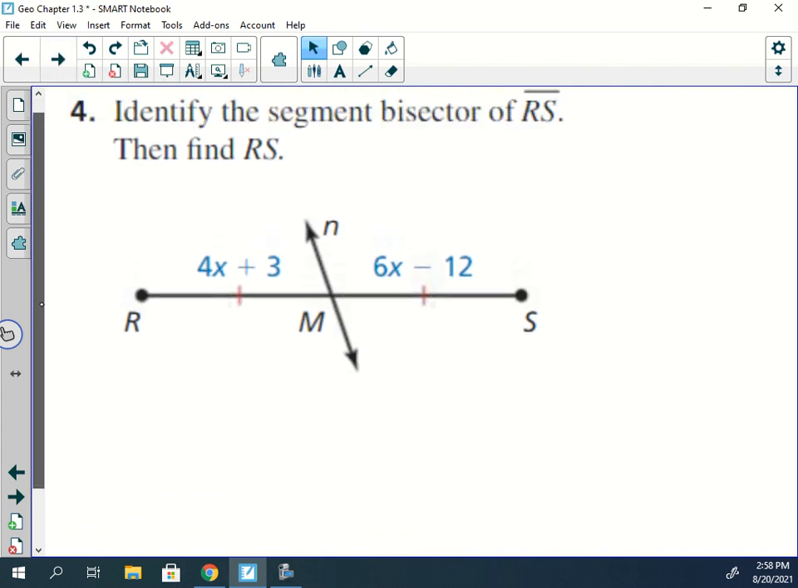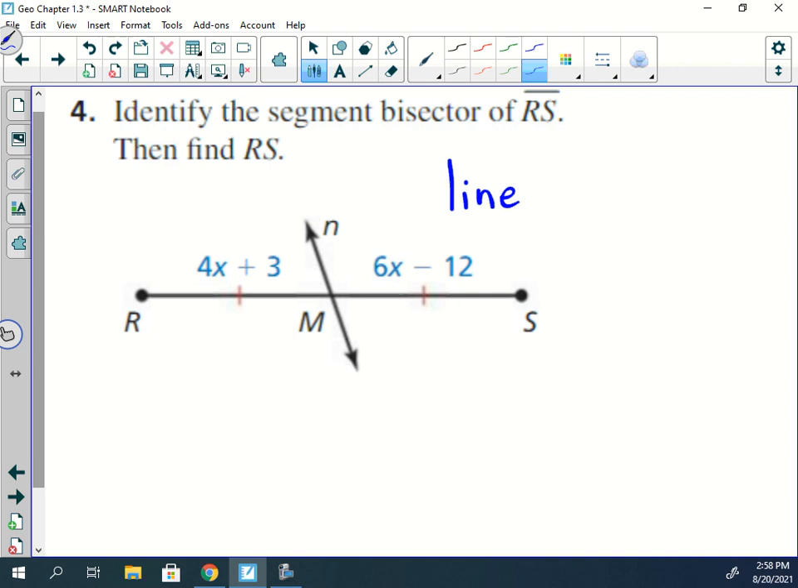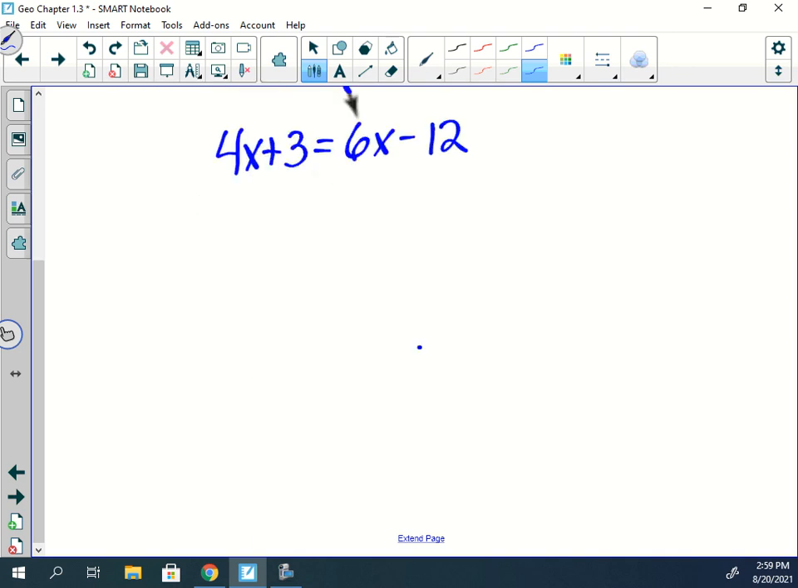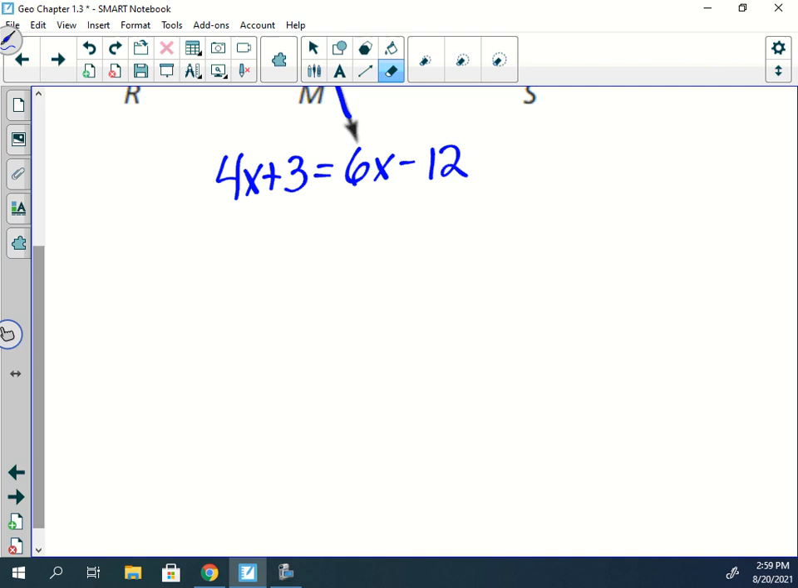Let's look at the next one here. Identify the segment bisector of RS. Well, the segment bisector for this is going to be line N. Line N is the line that cuts this segment in half. And again, like we noticed so far, because it cut it in half, that means these two segments are going to be congruent to each other. So we can set the two expressions, 4x plus 3 equal to 6x minus 12, so that we can solve for the value of x.